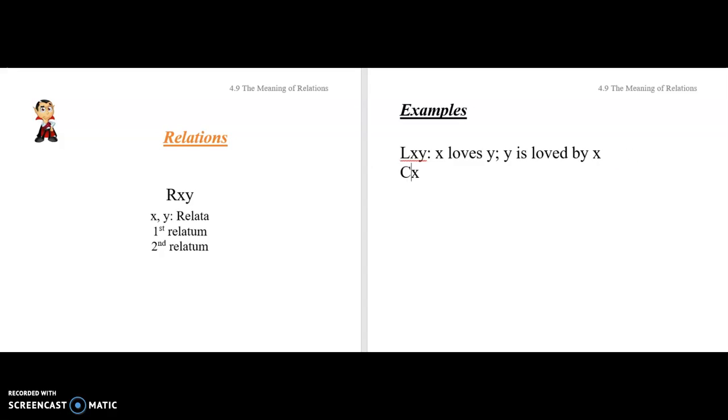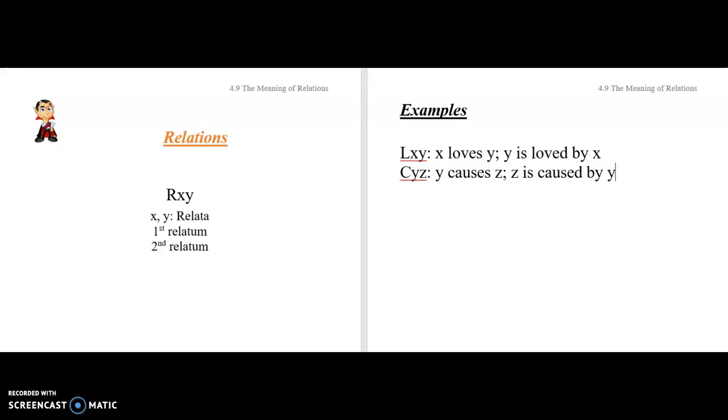Similarly, let's try another one: CYZ, where this stands for Y causes Z. This is clearly given from the perspective of the first relatum. So my question for you is, what would be the same relationship expressed from the point of view of the second relatum? How would you say it here? It would be Z is caused by Y.